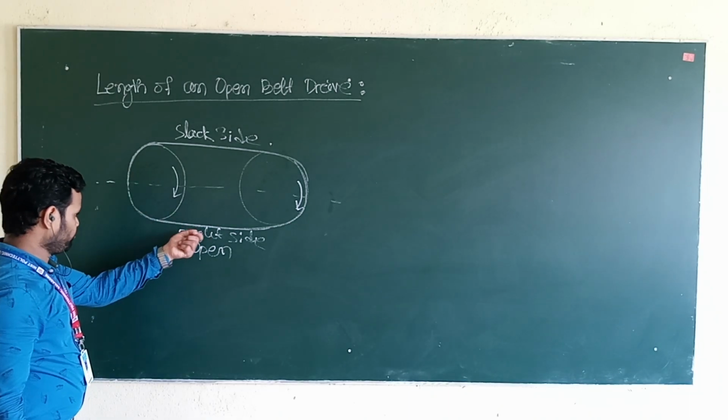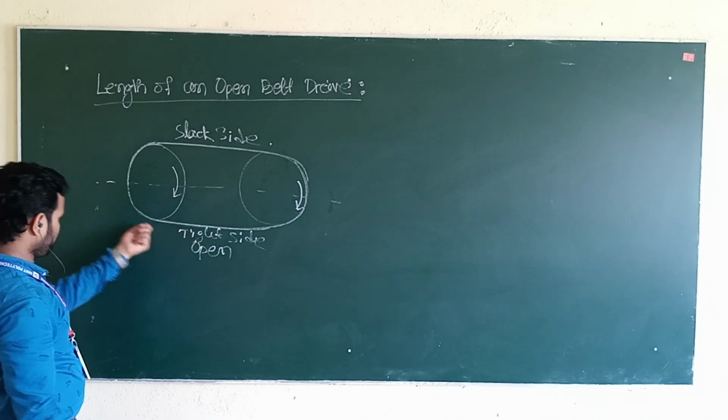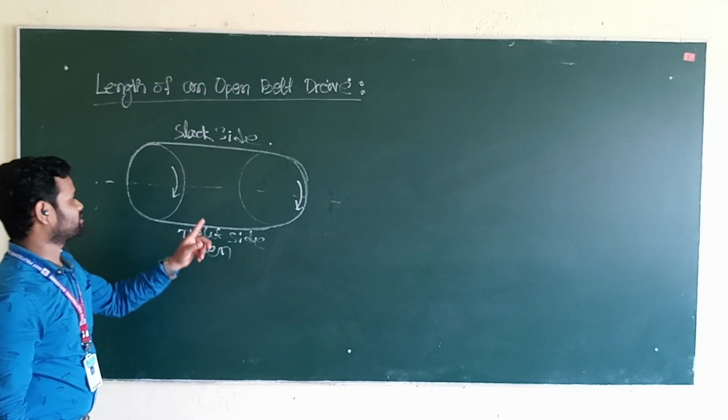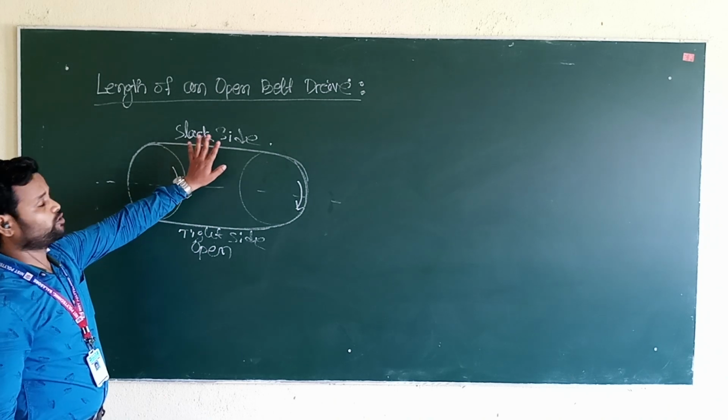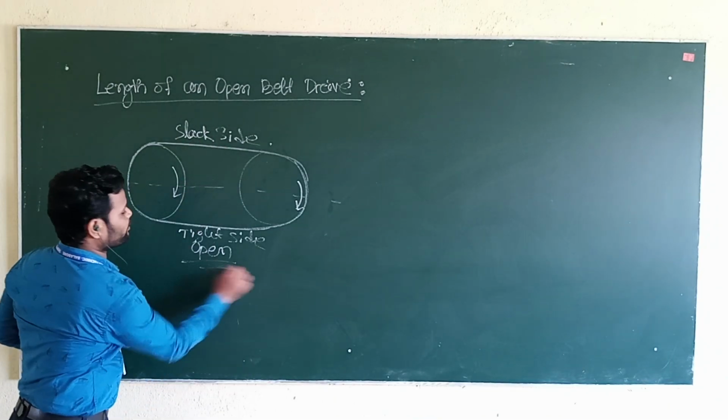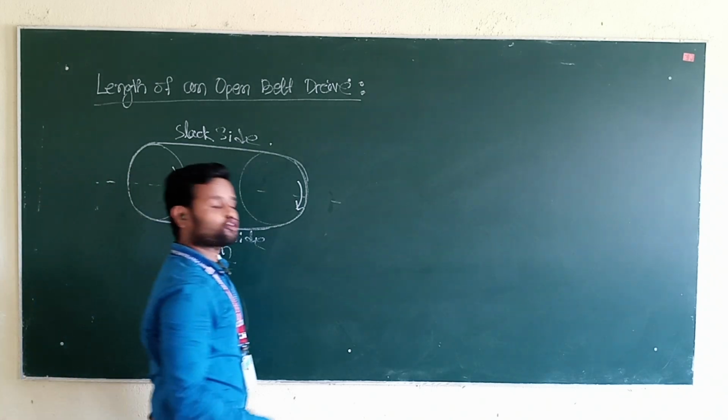What happens in case of open belt drive? The pulley pulls the belt from the lower end and delivers it to the upper end. So the lower end becomes the tight side, and the upper end becomes the slack side. So what happens in case of cross belt drive?